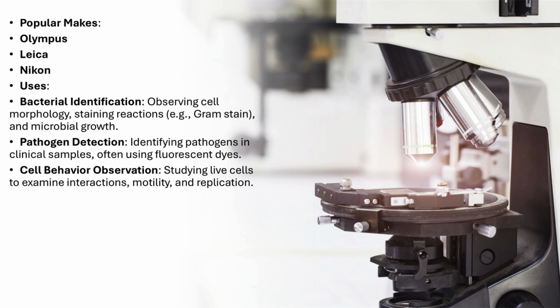Bacterial identification. By observing cell morphology, like shapes, arrangements, and reaction to stains like gram stain, scientists can identify bacterial species quickly. Pathogen detection. For identifying pathogens, especially in clinical samples, fluorescent dyes are used with a fluorescence microscope to make the pathogens glow, allowing for rapid diagnosis.